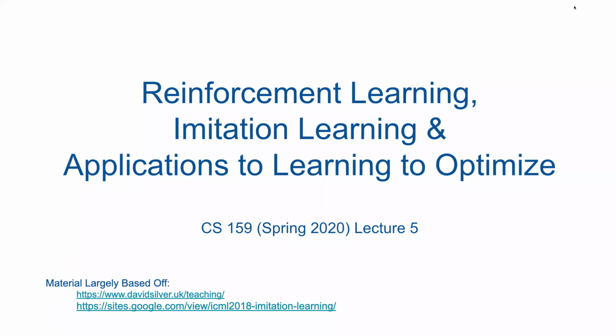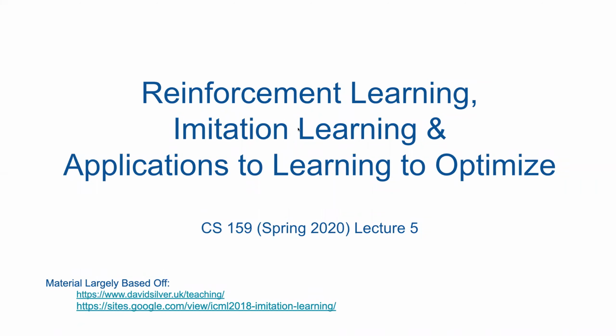Welcome to Lecture 5 of CS 159, Advanced Topics in Machine Learning at Caltech. This term, the advanced topic is data-driven algorithm design. Data-driven algorithm design has many connections to reinforcement learning and imitation learning. Today we'll provide an overview of both reinforcement learning and imitation learning and talk about their connections to learning to optimize, including many of the settings that we've already seen in previous lectures.